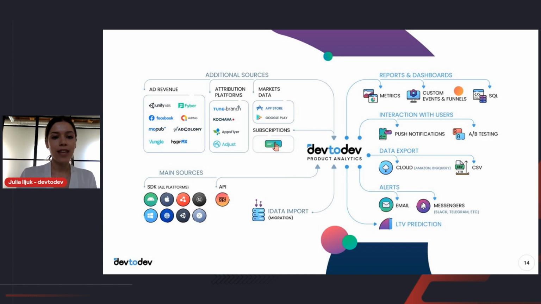The main source is SDK. We collect events via SDK about user behavior. Then in addition, you can connect attribution platforms and ad revenue platforms as well. So you have full statistics in devtodev. And basically, that's it. You don't need any extra integrations because all the rest is done on our side.